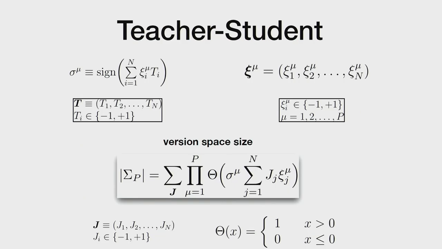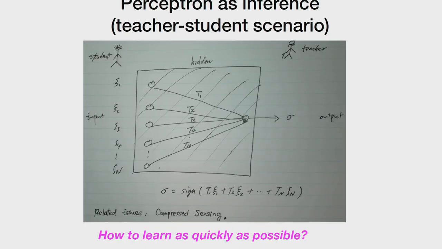So we look at the problem from this student-teacher scenario. The teacher's weights J, T1 to Tn, are hidden to the student. But the student can ask questions. So they can input binary questions, xi 1, xi 2, xi n, and the teacher will give out an answer sigma, either 1 or minus 1. And then the student tries to guess what the teacher's vector T is according to these questions. The question is how to learn as quickly as possible.